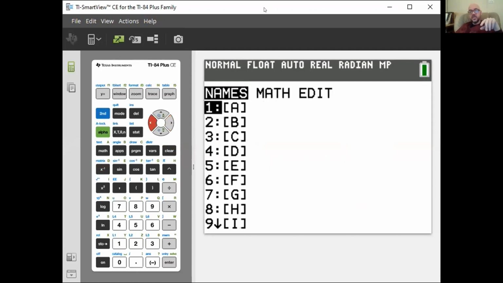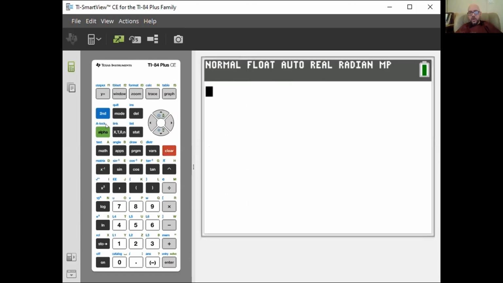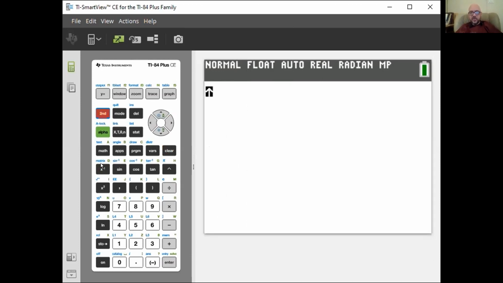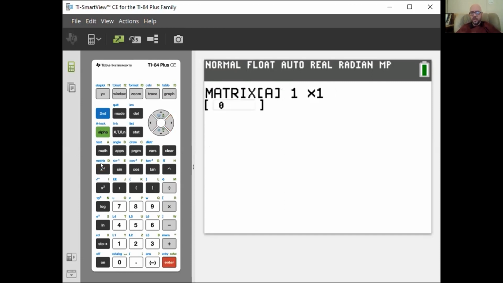So names, this is where, so here, I'll show you what happens. If I hit enter on this, it's just going to give me A in brackets like that. This is how you tell the calculator use matrix A. What we want to do, though, is edit a matrix. So we're going to go over to edit. And then we're going to select which one. I'm going to select matrix A. You can select whichever one you want. I would recommend doing A. I'll show you why when we get a little bit further on, but I'm going to do A here.